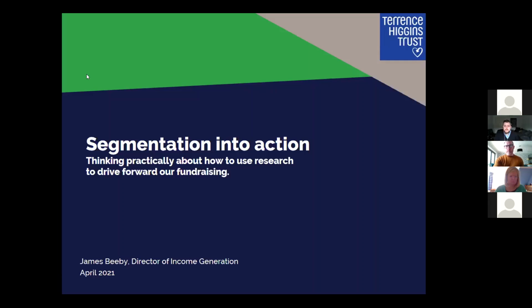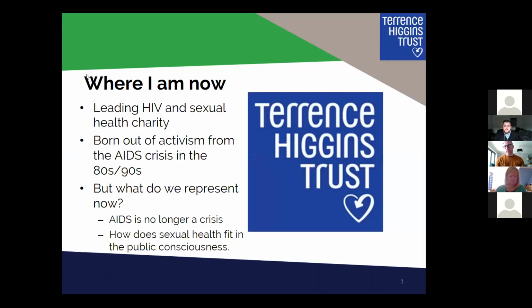So just to tell you a little bit about my organisation. I work at THT, which is the leading HIV and sexual health charity in the UK. THT was born out of activism for the AIDS crisis, particularly in the 80s. In fact, next year is the 40th anniversary of THT, and 40 years since Terry Higgins died. He was one of the first people to die of AIDS in the UK. And the organisation, as I said, was set up by activists in his memory. First of all, it was about supporting people who are living with AIDS.